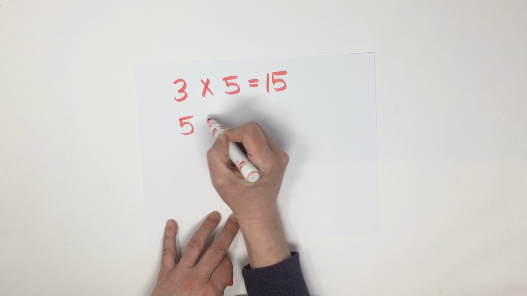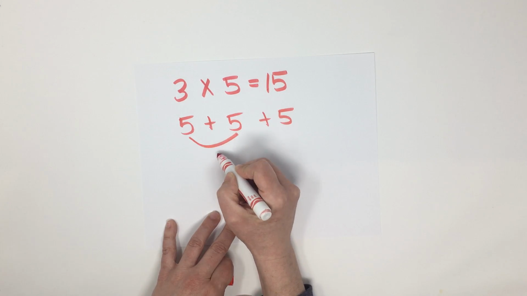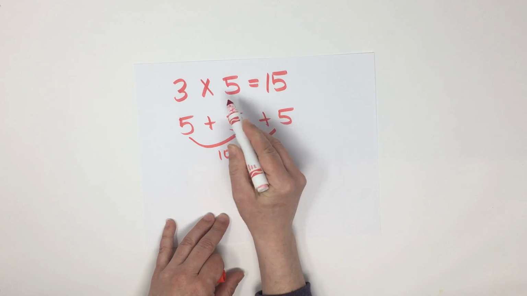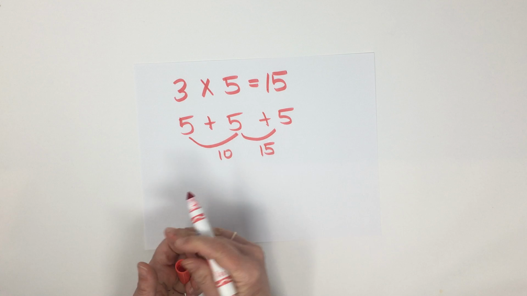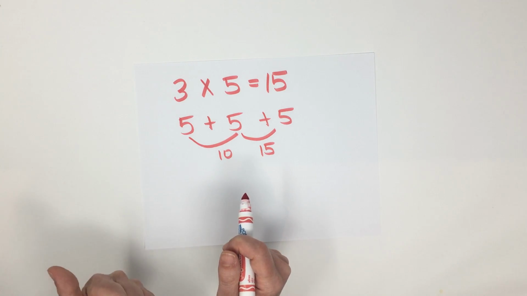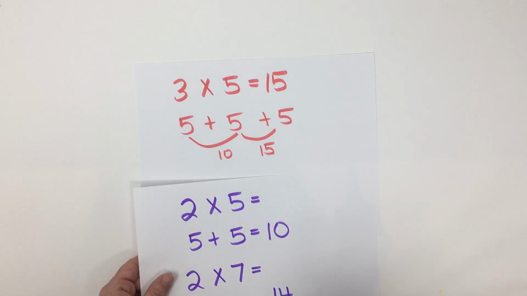Because we have 5 plus 5 plus 5. 5 plus 5 is 10, plus another 5 is 15. I also could have just counted on my fingers. 5, 10, 15, and I could have found it that way. But it's nice to be able to take what we know already from our doubles and just add to it.